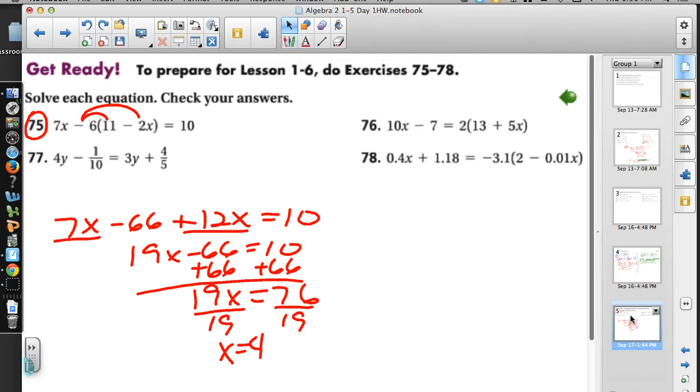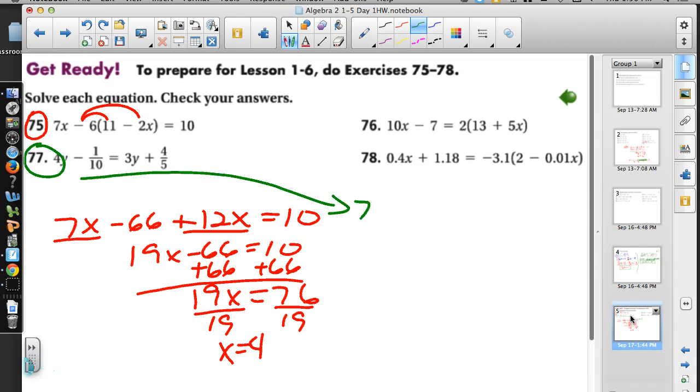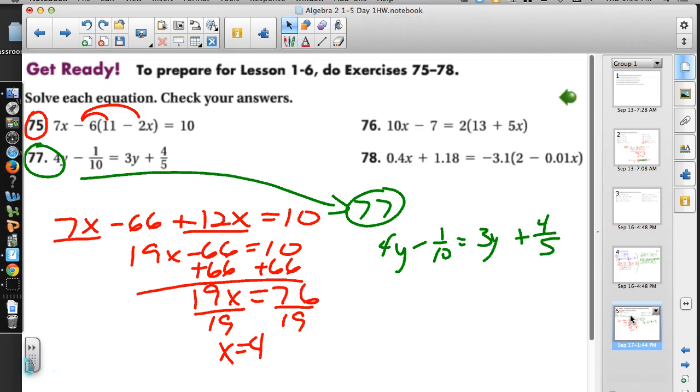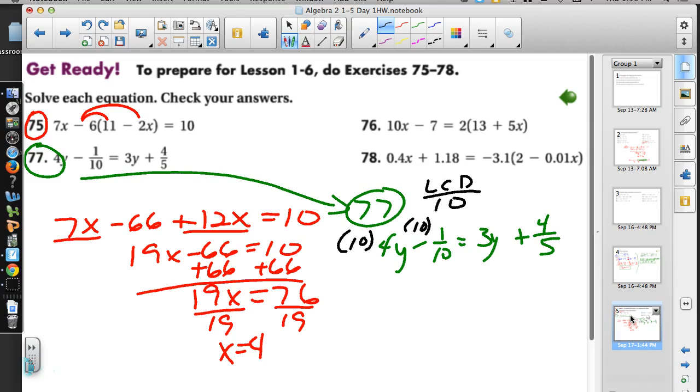Then number 77. I'm going to rewrite this problem over here so I have a little workspace. Now, most people would rather not work with fractions. So what you can do with any equation, if you don't want to work with fractions, is just multiply every term in the equation by the least common denominator. And the least common denominator for these fractions is 10. So what we'll do is multiply each of these 4 terms by 10.